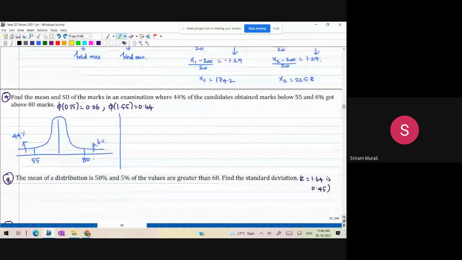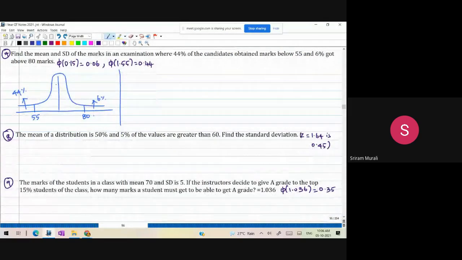What is the area remaining, left out? The area left out here is 6%. The area left out here is 44%. That is why these values are given. So for 6% the z value is 1.55, and for 44% the z value is 0.44. These two values are given now. This is your 6%, and this is your 44%.